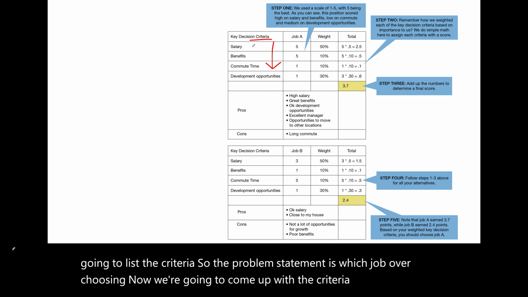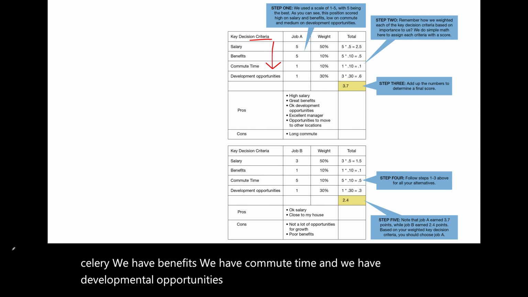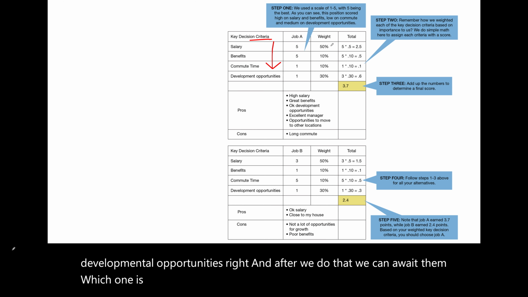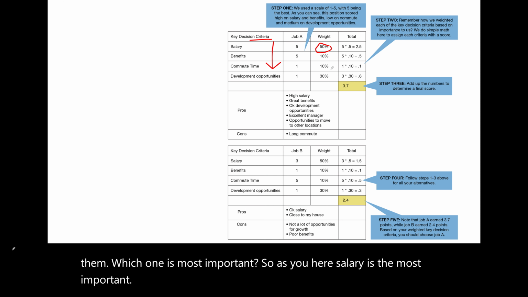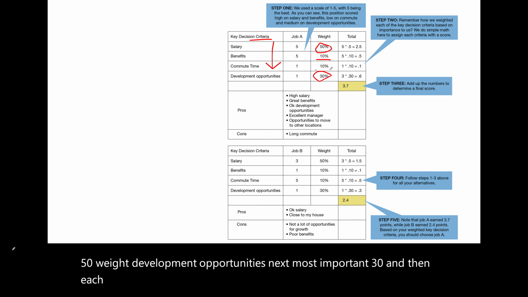And here we have salary, we have benefits, we have commute time, and we have developmental opportunities, right? And after we do that, we're going to weight them. Which one is most important? So as you see here, salary is the most important, 50% weight. Development opportunities next most important, 30%. And then benefits 10% and commute time 10%, which adds up to a beautiful 100, just the way I like it.